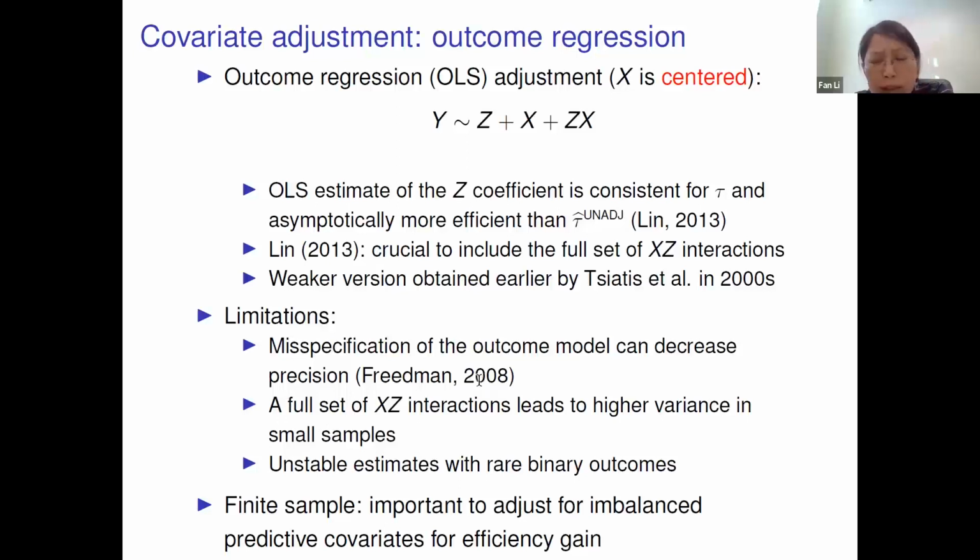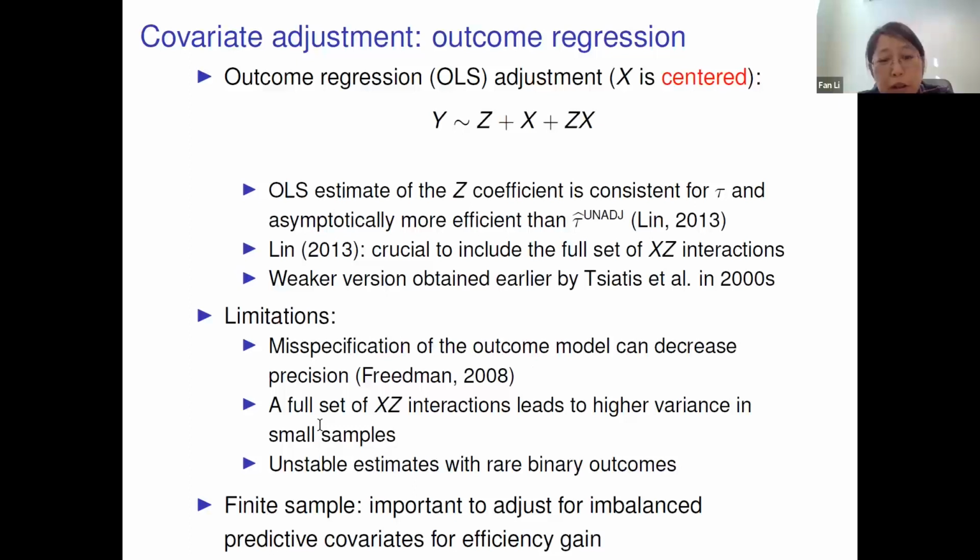And also in practice, if you have a lot of baseline characteristics, the theory basically says that you have to include the full set of interactions between Z and X, treatment and the covariates.